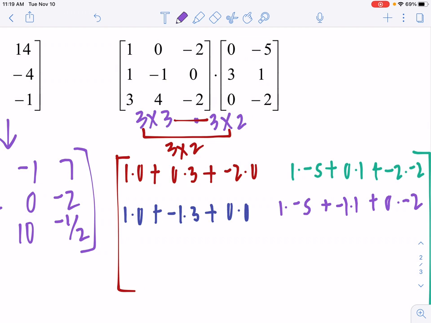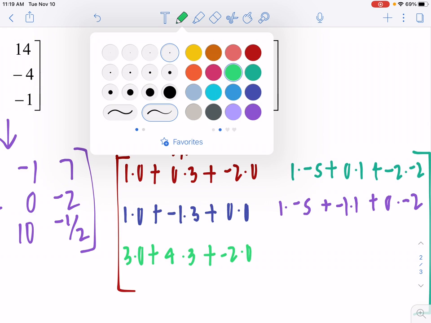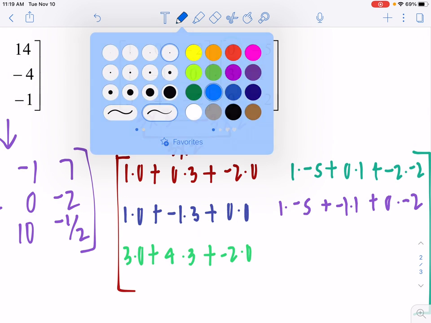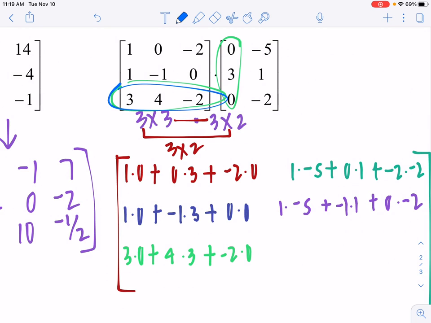Okay, we're almost done. Last row, first column. 3 times 0 plus 4 times 3 plus negative 2 times 0. Then last row, last column. 3 times negative 5 plus 4 times 1 plus negative 2 times negative 2.